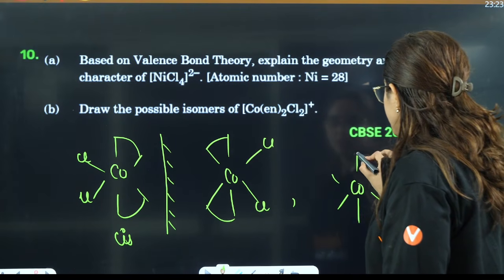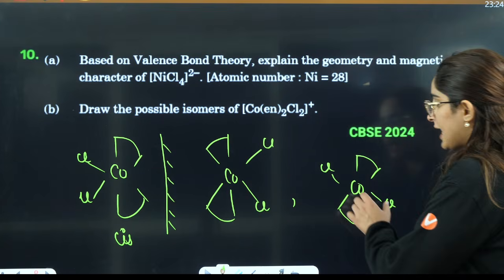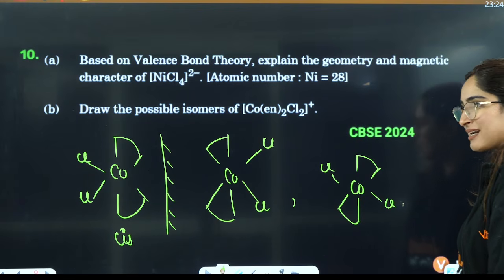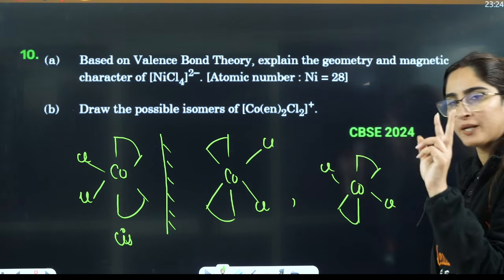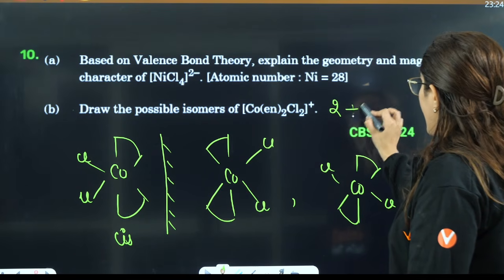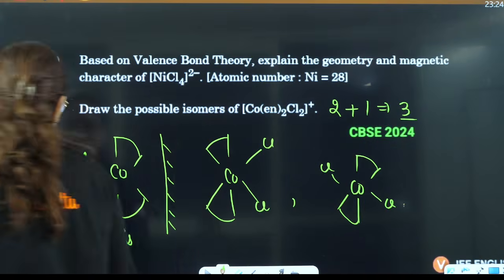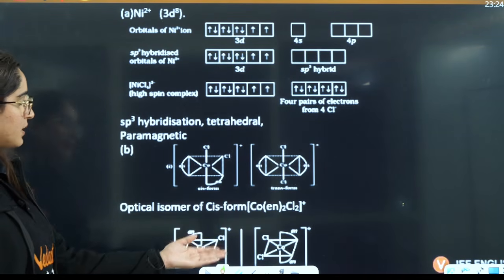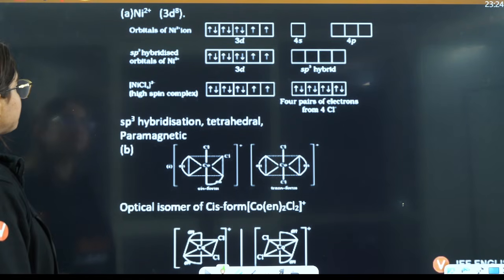And one of them will be trans, where en is opposite, and this is Cl, Cl. It will have a superimposable mirror image. So that is the reason we say cis has 2 optical isomers, and 1 is trans, so in total you have 3. Cis has a mirror image, but trans does not have any mirror image.